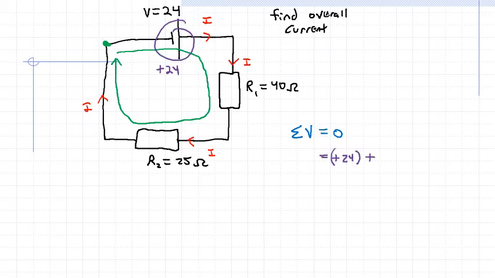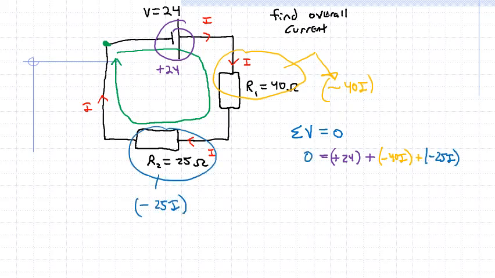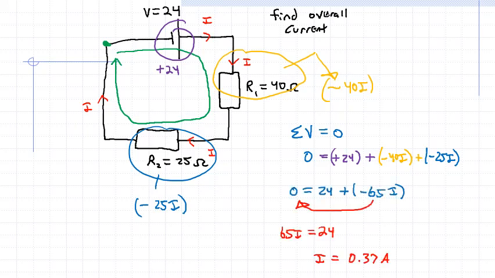All right, so the first thing that we encounter is our voltage source. We're going from the negative terminal to positive terminal, so positive 24 volts. Next, we encounter a resistor, and we have a certain amount of current times that resistance coming through. Next, we encounter the 25 ohm resistor, and again, our loop is in the same direction as the current, so negative 25 times the current. And when we solve for the current, we should get 0.37 amps.